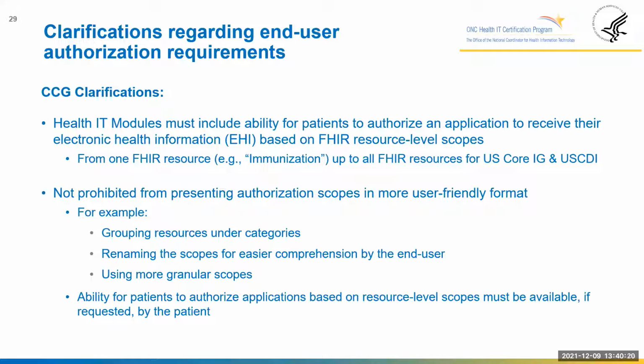But for this grouping, the ability for patients to authorize applications based on resource level scopes must be available if requested by the patient. An example of this is a link or a drop down at the bottom of the authorization screen that allows a patient to navigate to a place where they can specify what more finely grained scopes they want to authorize.